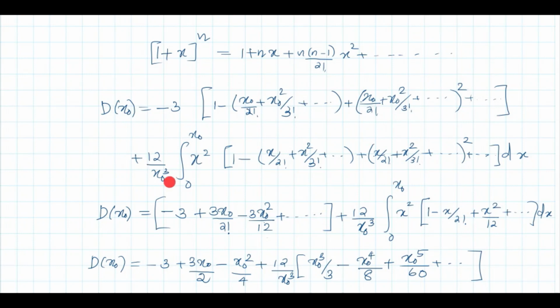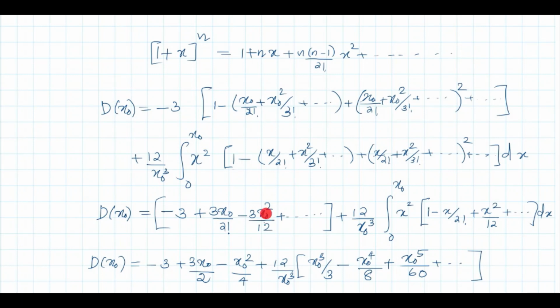Plus this term 12 by x naught cube, integral 0 to x naught x square. This first term is 1. Then you will have a term x by 2 factorial. Then from here you will have a minus x square by 6. From here you will have an x square by 4. That will give you an x square by 12 plus higher order terms. So D of x naught equal to minus 3 plus 3x naught by 2, minus 3 by 12 x naught square here.